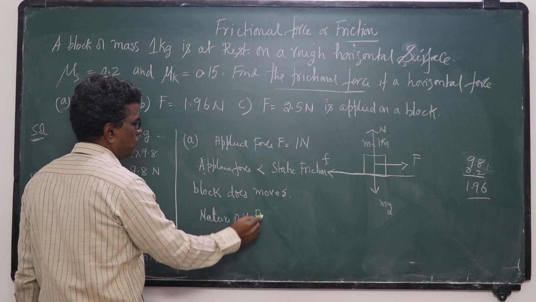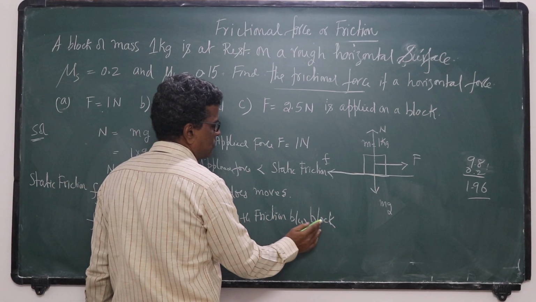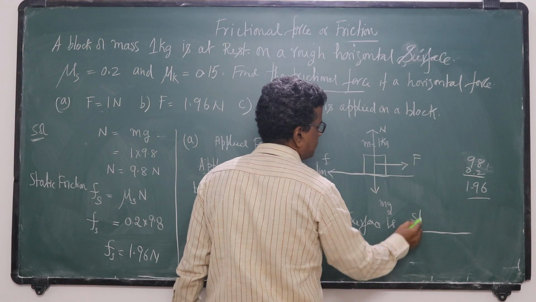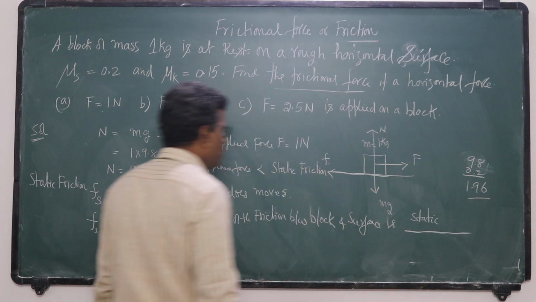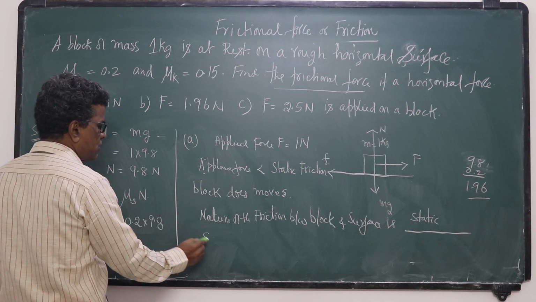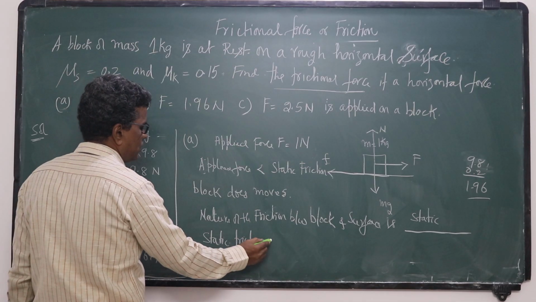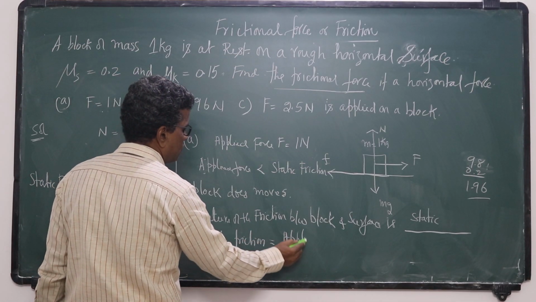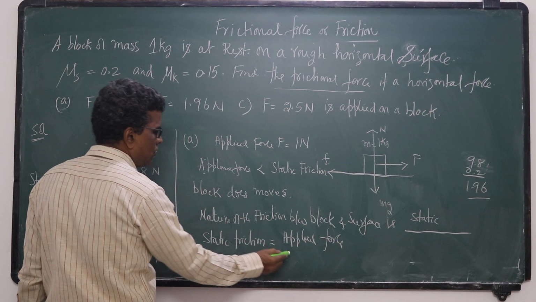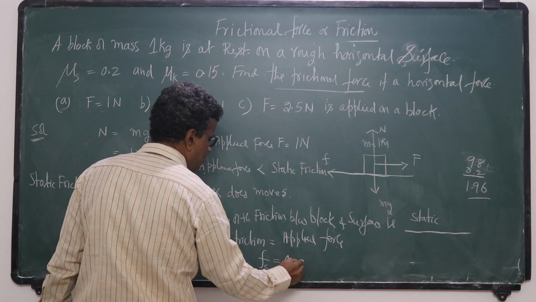The nature of the friction between the block and the surface is static. I want its value, Fs. At that instant the static frictional force is equal to the applied force. So Fs is equal to the applied force at that instant, which is 1 Newton. So the static frictional force is 1 Newton.